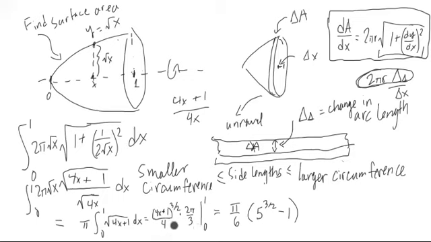And when you do that, with simplification and factoring out, you end up getting this right here. So this is a measure of the surface area formed upon that rotation.